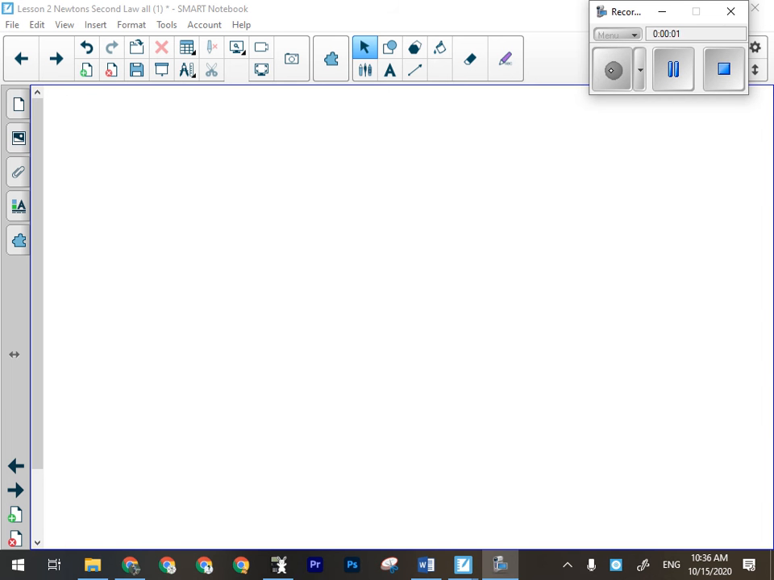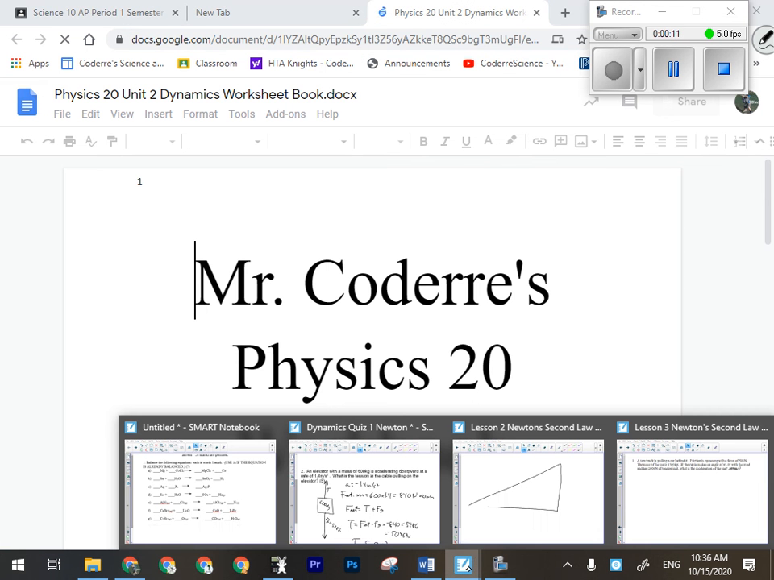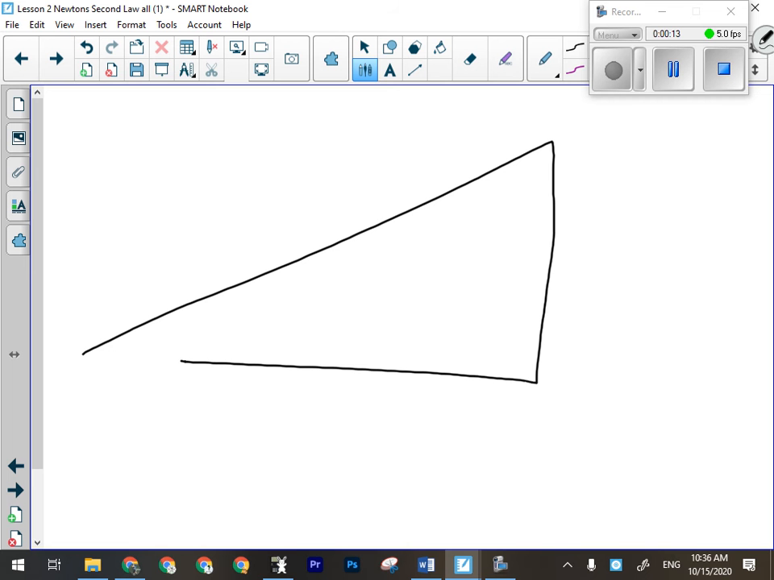Okay, so just a quick review of yesterday with inclined planes. Yesterday we learned how inclined planes work. We said that this angle is going to be present, obviously, and then we're going to have our mass in here, whatever it is in kilograms. Let's just say it's 100.